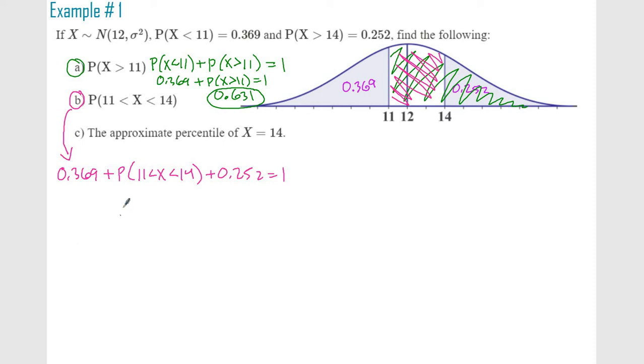So then let's see. You solve this one. So the probability that it is in between there is 0.379.